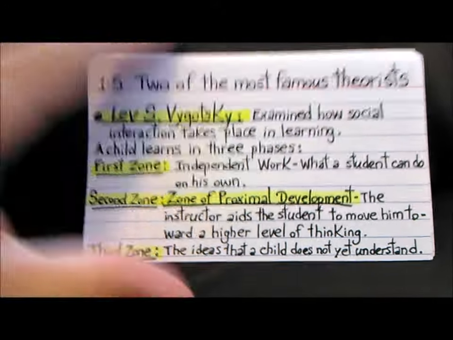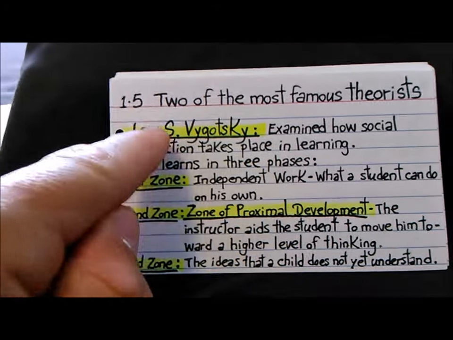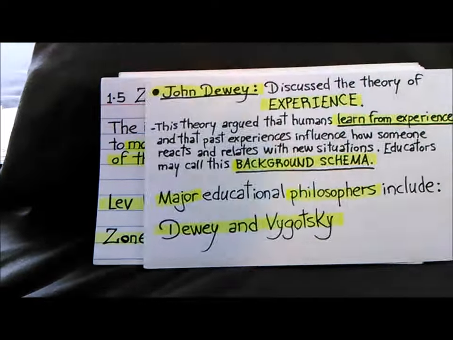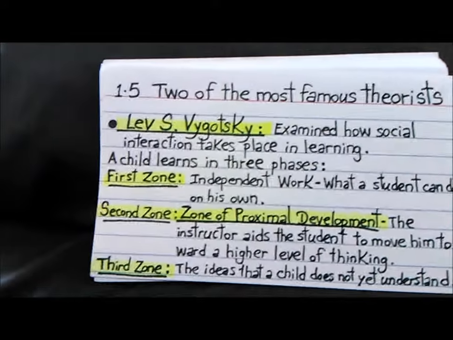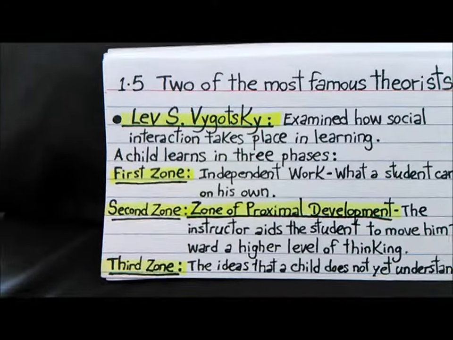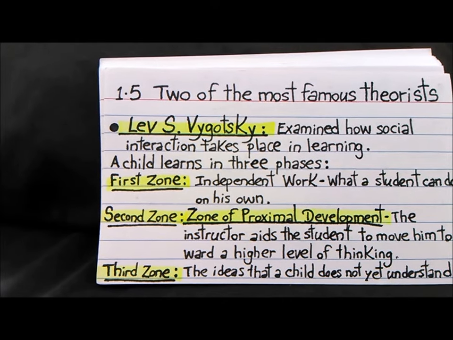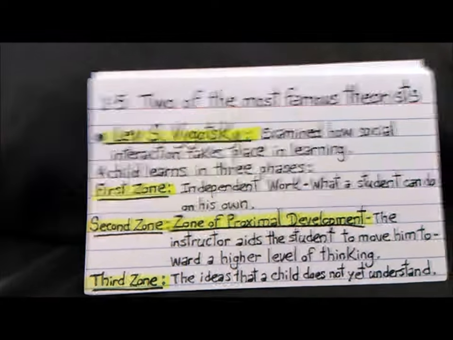Two of the most famous theorists are Lev Vygotsky and John Dewey. Lev Vygotsky examined how social interaction takes place in learning. A child learns in three phases.